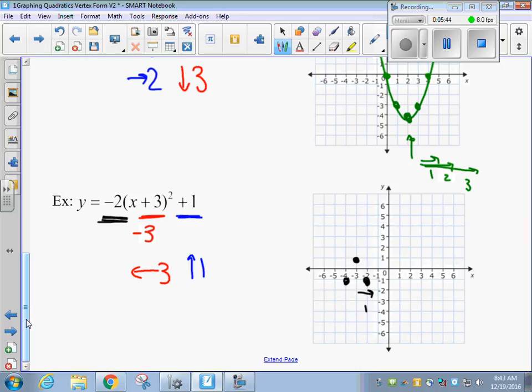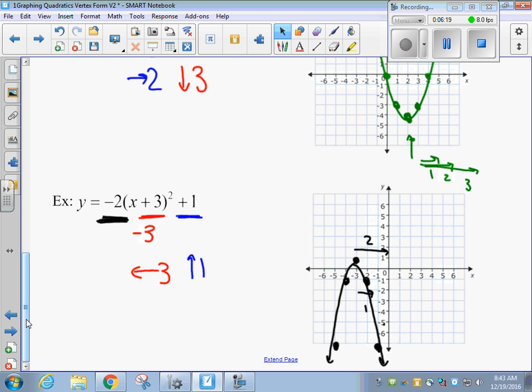Okay? Now we're going to do the same thing. We go back to our vertex, and this time we're going to go out 2. Okay? 2 squared is 4. 4 times this negative 2 value is negative 8. So I'm going to go out 1, 2, down 1, 2, 3, 4, 5, 6, 7, 8. Oops. Okay, now I don't really have any room for more points, so I'm just going to go ahead and sketch in my curvy U. And I have another quadratic graph.